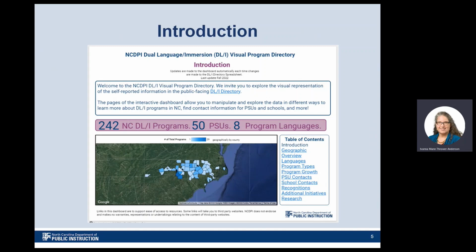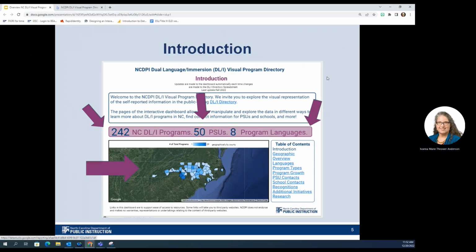So still looking at the introductory page, in addition to the navigation information, the introductory page is a quick snapshot of DLI programs across North Carolina with a tally bar indicating the number of NC DLI programs, how many public school units or PSUs host DLI programs, and how many program languages are offered. The heat map shows the counties in which programs are located. The depth of the blue hue indicates the number of programs, with the lightest blue indicating one program and the darkest blue with 29 programs.